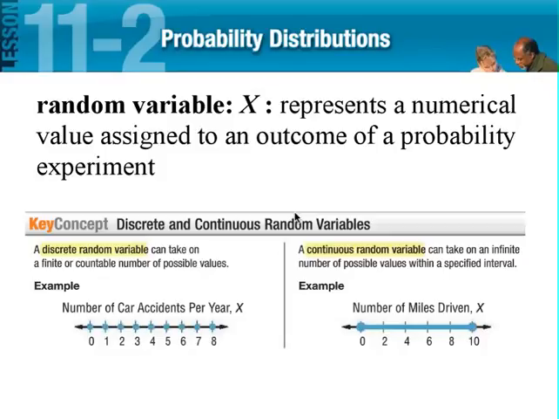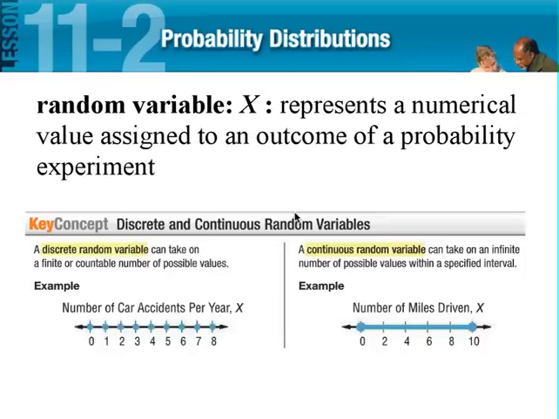Over 2 days. First of all, a random variable represents a numerical value assigned to an outcome of a probability experiment. We symbolize a random variable with that capital X. We actually have two different types of random variables. The first one is a discrete random variable.